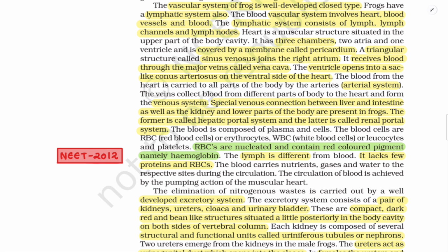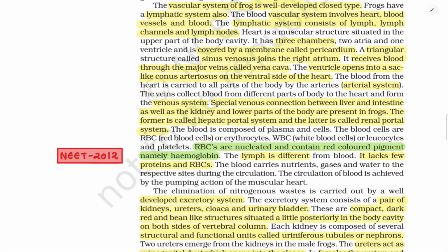Heart is a muscular structure situated in the upper part of the body cavity. It has three chambers, two atria and one ventricle, and is covered by a membrane called pericardium. A triangular structure called sinus venosus joins the right atrium. It receives blood through the major veins called vena cava. The ventricle opens into a sac like conus arteriosus on the ventral side of the heart.